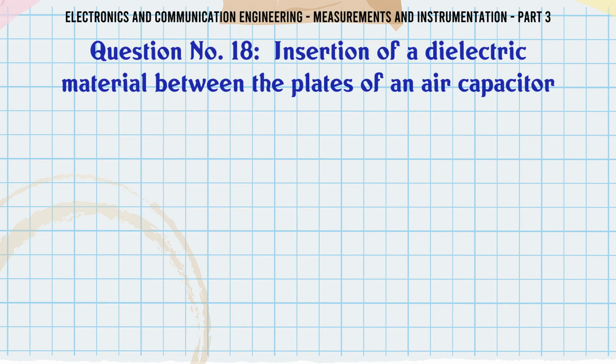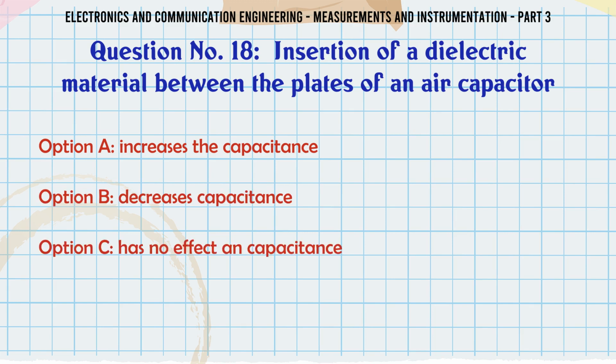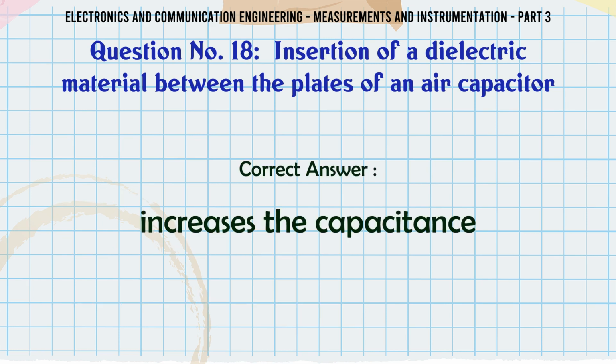Insertion of a dielectric material between the plates of an air capacitor: A, increases the capacitance; B, decreases capacitance; C, has no effect on capacitance; D, increases breakdown voltage. The correct answer is increases the capacitance.